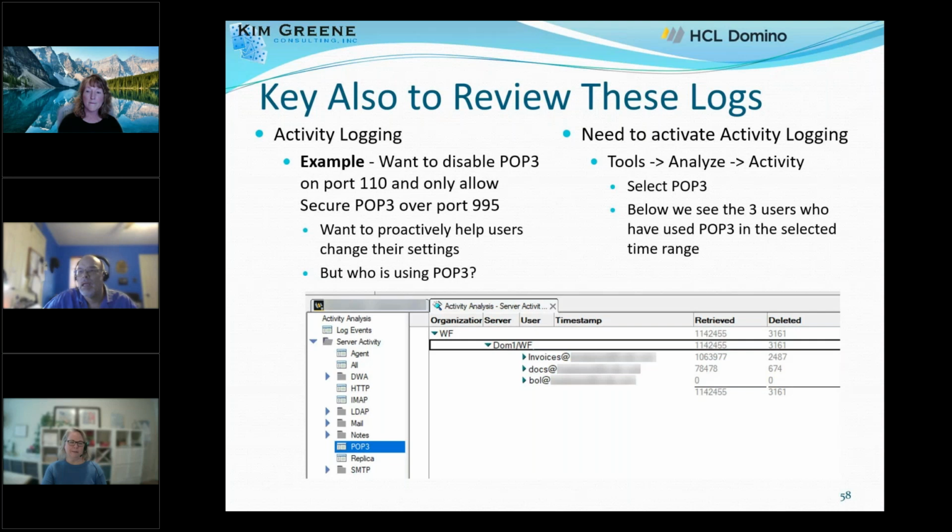So in this example, once we've run the activity analysis, we can see that in the POP3 report there are 3 users using POP3. So we know which users are contacting the server using POP3. We know the users we need to hit. And actually, if you expand these lines, you'll even see the IP address. So that's really critical in helping to change those users over.